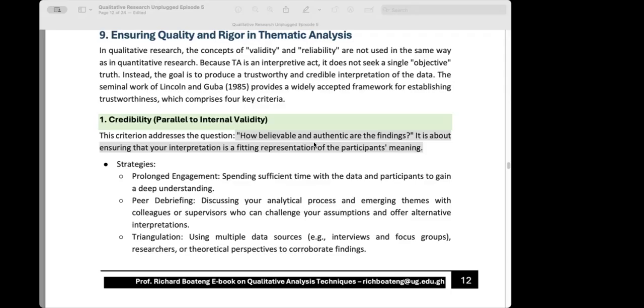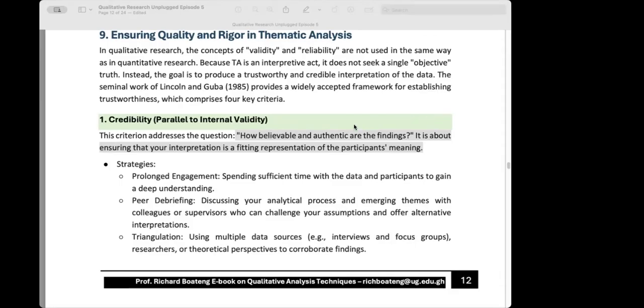Triangulation. This is about using multiple sources or methods to corroborate or converge on your findings, like different lines of sight confirming a location on a map. This could mean using multiple data sources, for example, combining interviews with focus groups, or using observational data alongside document analysis. It could involve having multiple researchers independently analyze the data, though, as we'll discuss, the goal isn't necessarily identical coding. Or it could even mean applying different theoretical perspectives to the same data to see if they yield converging insights. When multiple different sources or methods point towards the same conclusion, your findings become much more credible and robust.